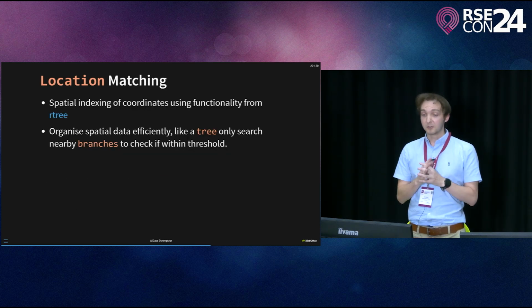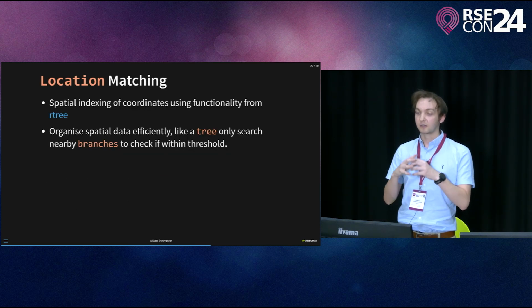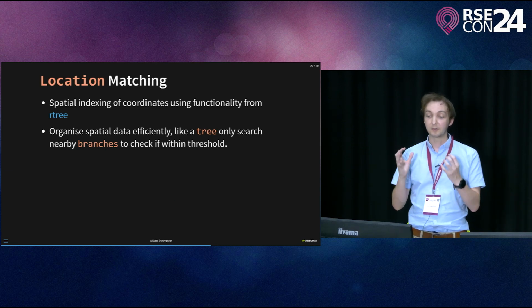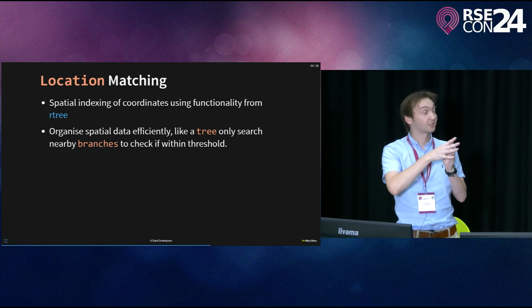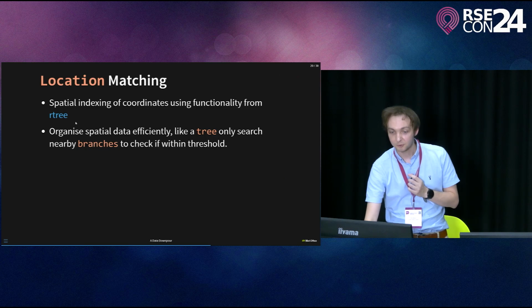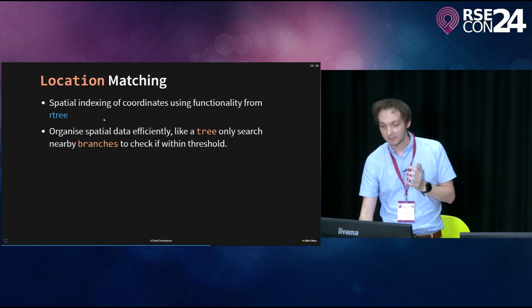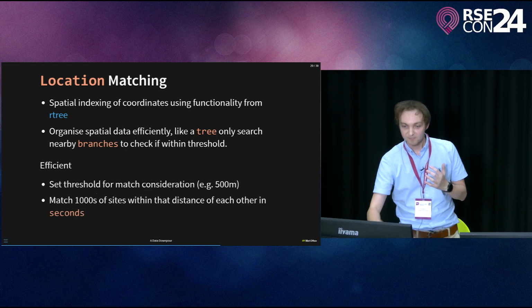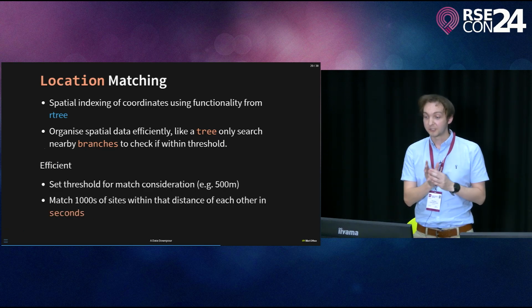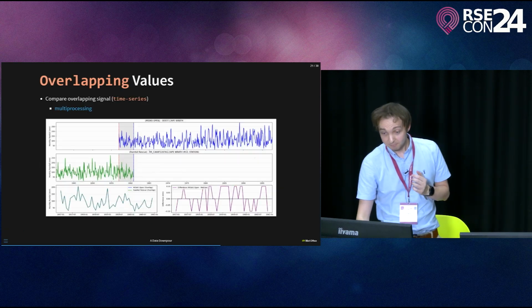So for this, we've been using spatial indexing. So this is a kind of way of organizing your coordinates so you can very efficiently search only the branches that are necessary. So we use R-tree for this. So if you're doing any kind of spatial indexing or looking at this kind of concept, I recommend having a look at that. And this we found has been really efficient for the station matching process.